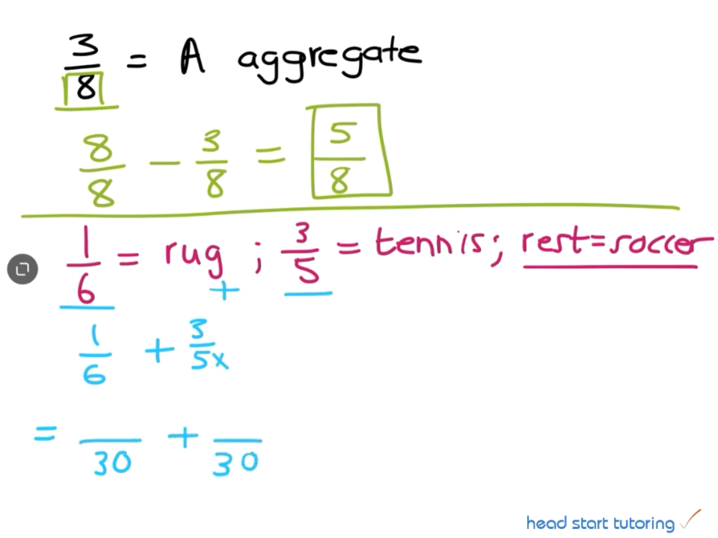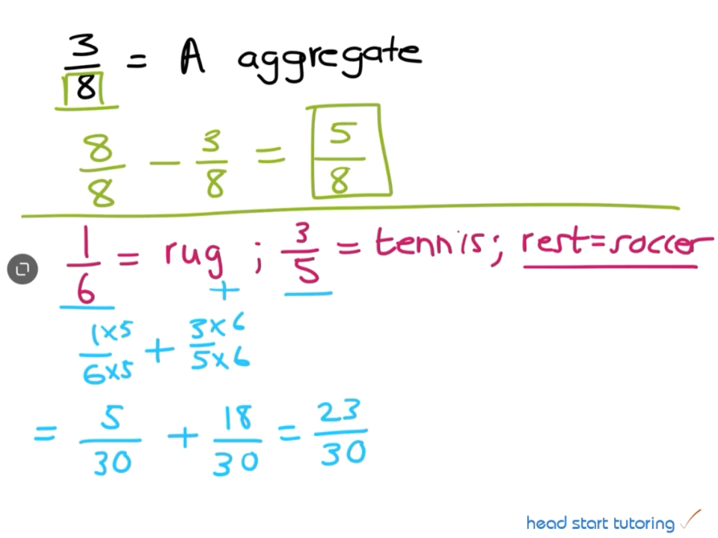I multiplied my 5 by 6 to get 30, so I multiply my 3 by 6 to get 18, and I multiplied my 6 by 5, so I multiply my 1 by 5, and I get 5 over 30. So 5 over 30 plus 18 over 30 is equal to 23 over 30. So 23/30 of the grade play both rugby and tennis, and we know that the rest will play soccer.